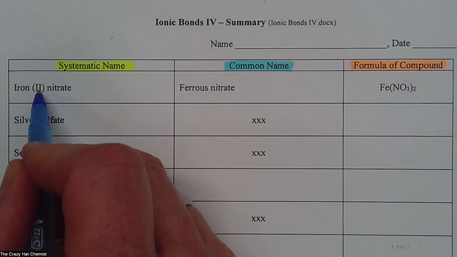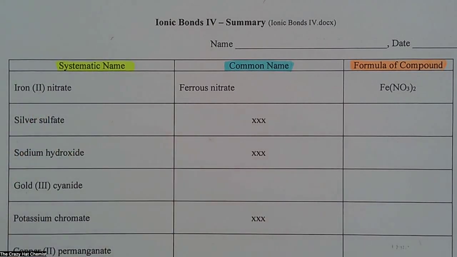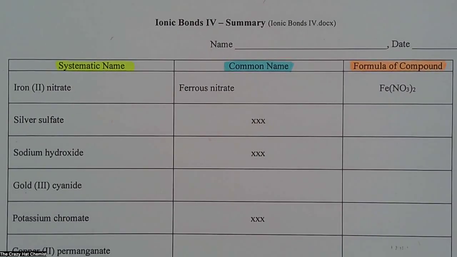So it says iron Roman numeral 2 nitrate. I will assume that you know your Roman numerals. Without that, then that's a problem. You should probably watch another video on just your Roman numerals, and I probably need to make one of those.